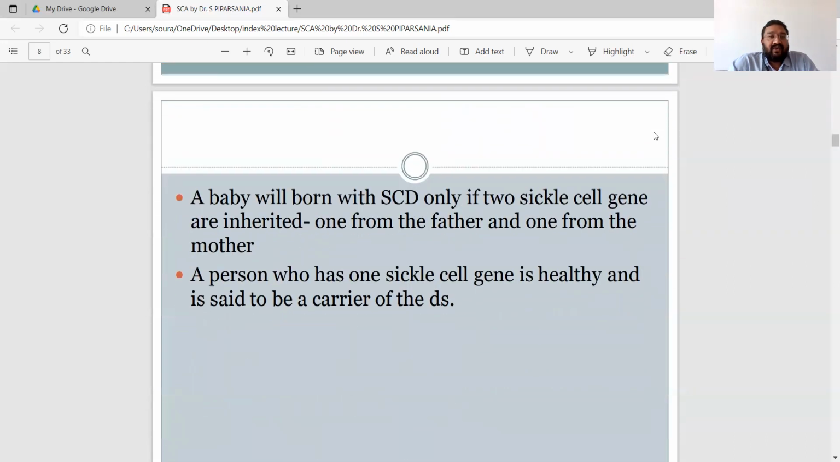So, to conclude, a baby will be born with sickle cell disease if 2 sickle cell genes are inherited, one from the father and one from the mother. A person who has 1 sickle cell gene is healthy and is said to be a carrier of the disease.